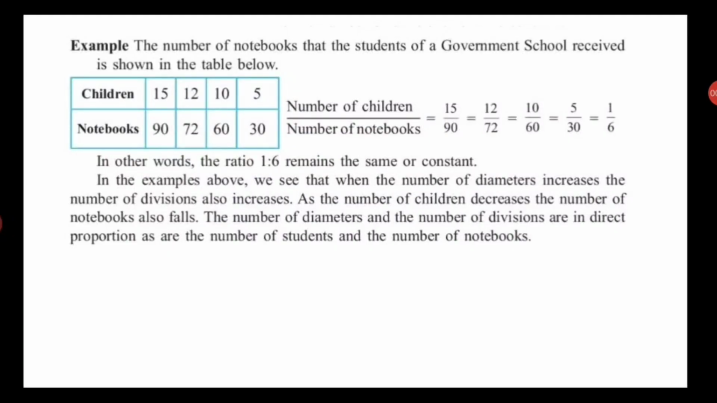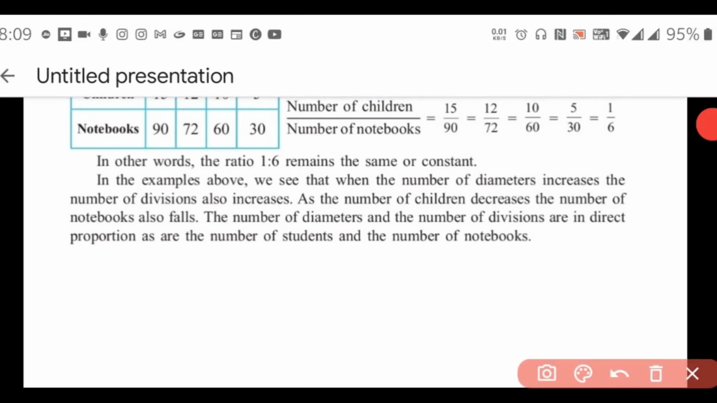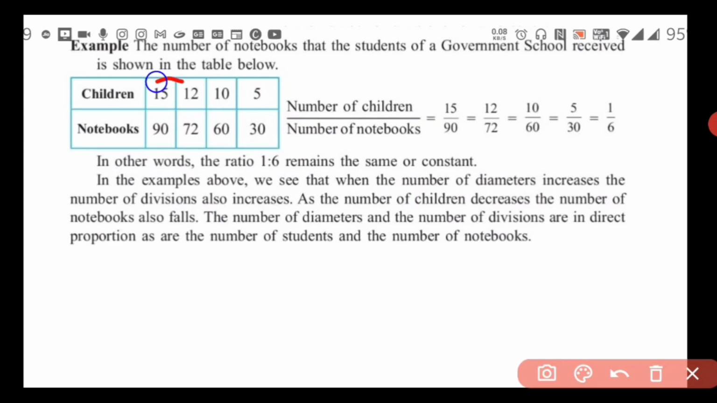Example 2. The number of notebooks that the students of Garment School received is shown in the table below. So, the number of children and notebooks they received is given here. First, the number of children was 15 and they received 90 notebooks. Then the number of children is 12 and they received 72 notebooks. Then 10 children received 60 notebooks, and then 5 children received 30 notebooks.